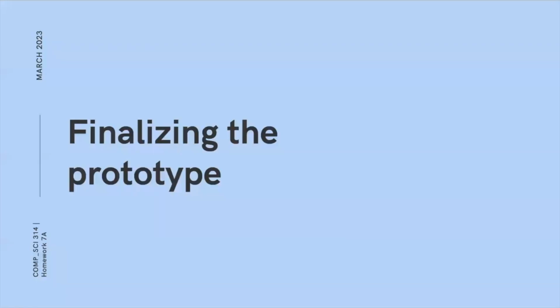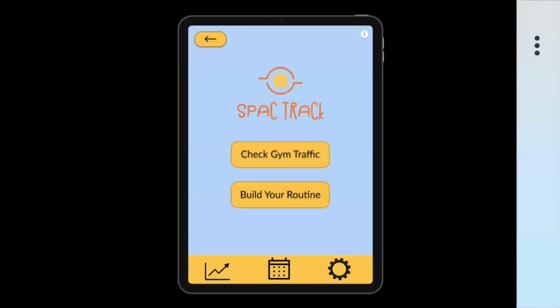So after our first tests, we made 4 changes to our app. First, we rephrased the live tracking and your routine buttons to check gym traffic and build your routine. This quick shift towards action-oriented titles clarified each page's functionality and lets the user know what they can do in each area of the app.